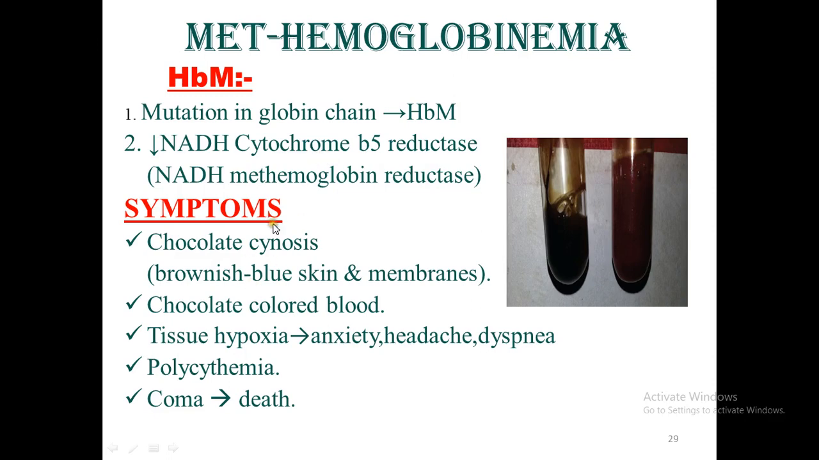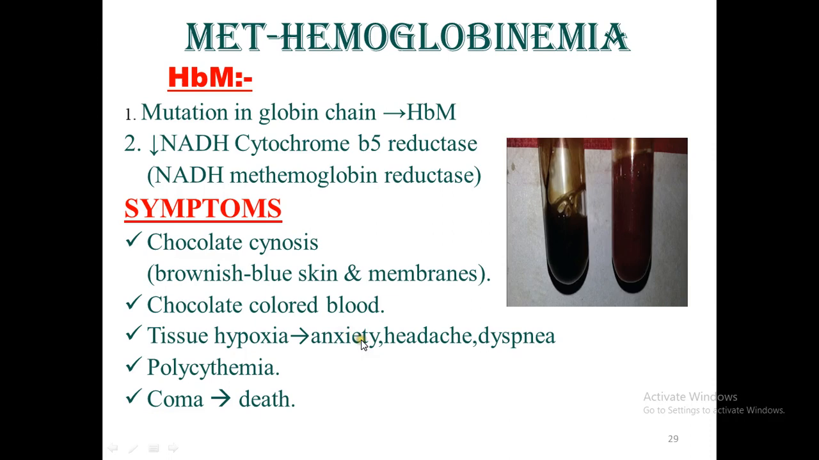What are the symptoms observed in the patient? The patient is cyanosed. He starts turning blue in color. Dark blue, sometimes we can call it chocolate blue. Brownish blue skin and membranes. When we take a sample of his blood, even his blood looks bluish in color, and we call it chocolate blue colored blood. Tissues suffer from hypoxia because of a lack of oxygen being carried by this methemoglobin.